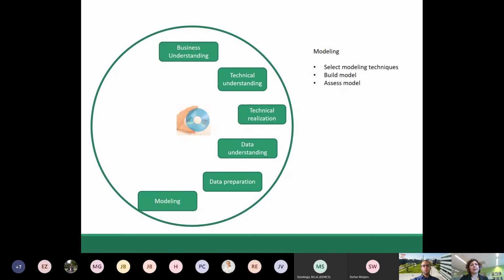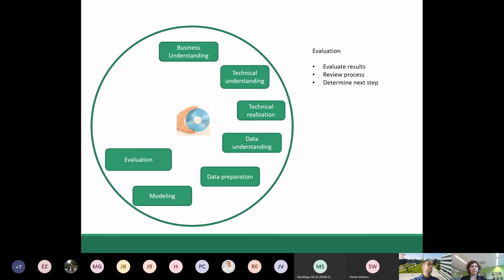Okay, having the data, it's time to use a model. First, select modeling techniques, build the model, and assess the model. Then there is time for evaluation. We should evaluate the results, review processes, and determine the next step.